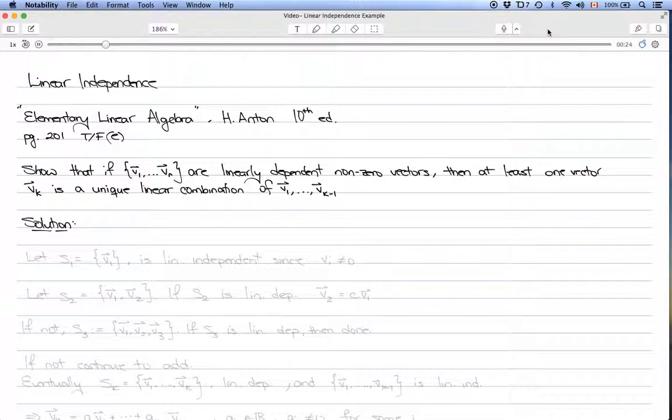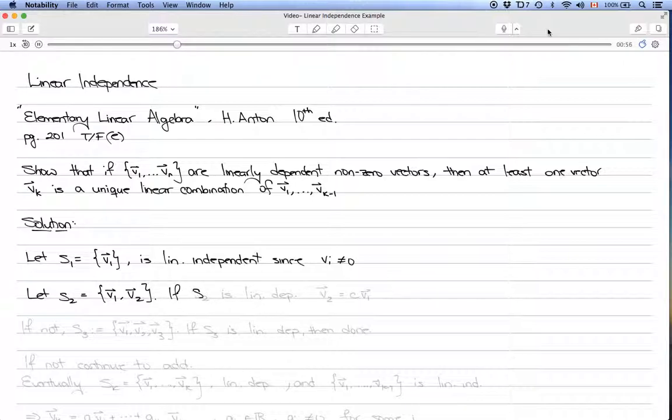So we're going to start with one vector in a set. Let S1 equal just the vector V1. This set is linearly independent because none of the Vi's are the zero vector. Now let's add to the set. So let S2 equal V1 plus another vector V2.